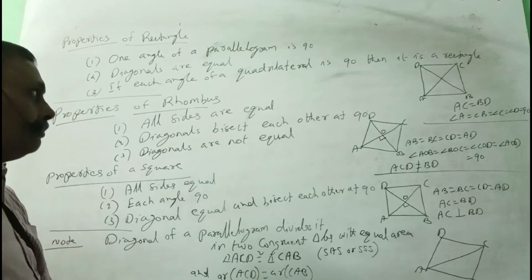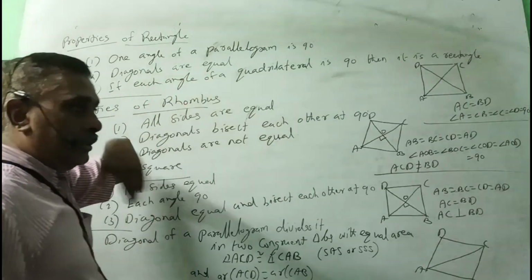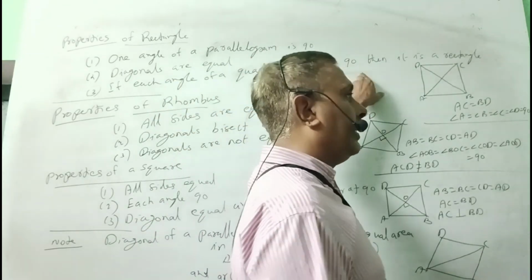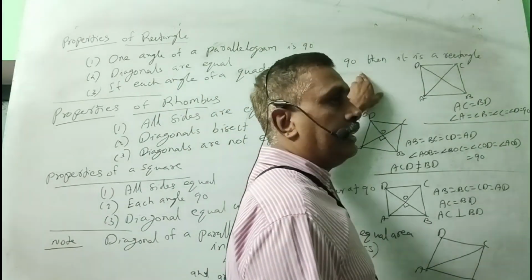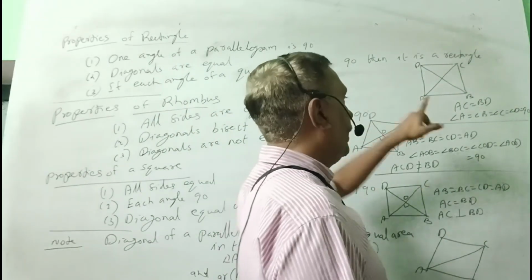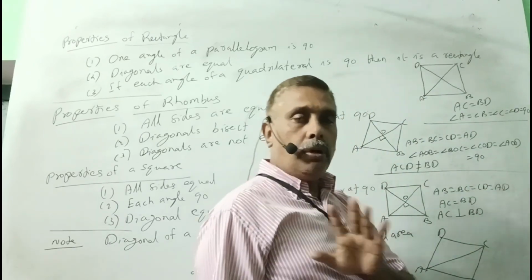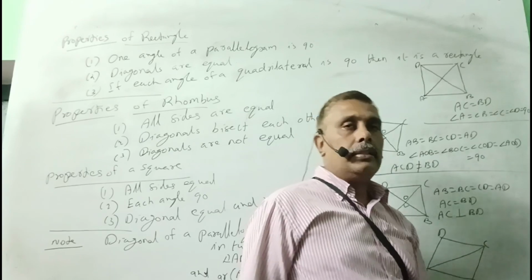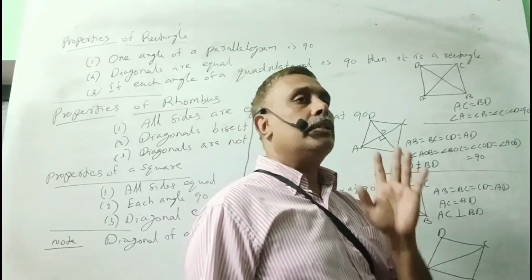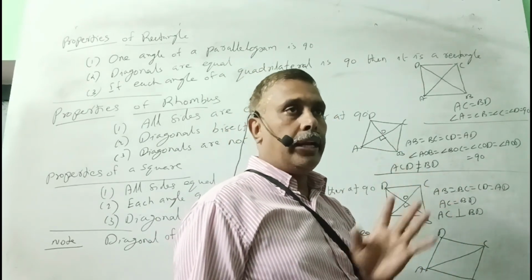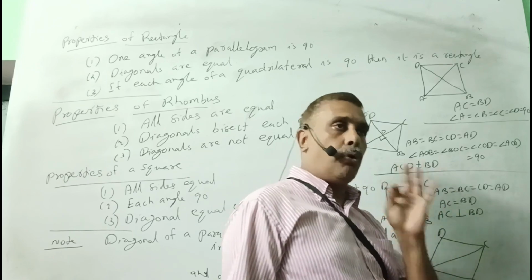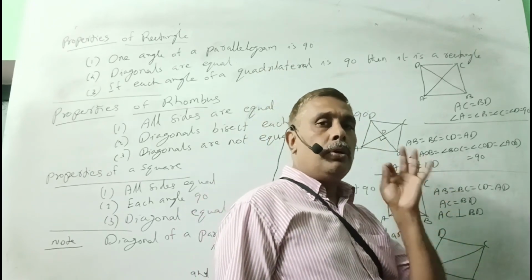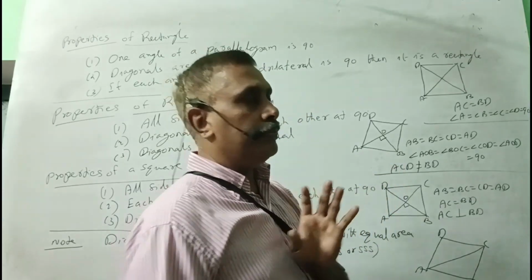Diagonals are equal, and also if each angle of a quadrilateral is 90 degrees, then it is a rectangle. It means that if in any quadrilateral all four angles are given as 90 degrees, then such a quadrilateral is always a rectangle. In short, in any quadrilateral, if all four angles are equal, then it is a rectangle, and also a parallelogram.